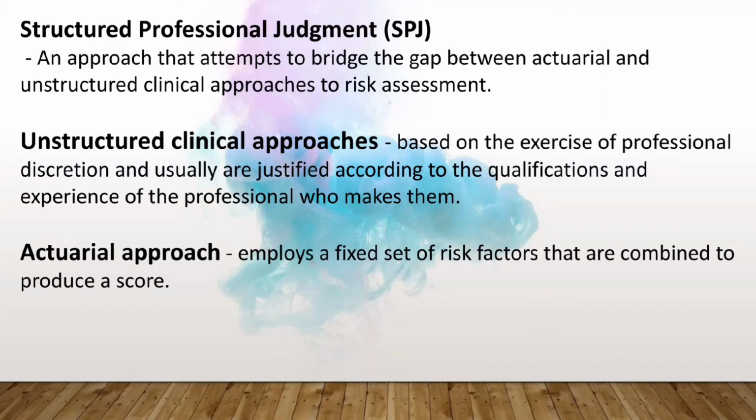In contrast to SPJ as the primary tool of assessment, an actuarial approach employs a fixed set of risk factors that are combined to produce a score. This score is used to gauge an individual's relative risk compared to a normative group. But one of the disadvantages of these strictly objective procedures is that they prohibit the evaluator from considering unique, unusual, or context-specific variables that might need intervention.